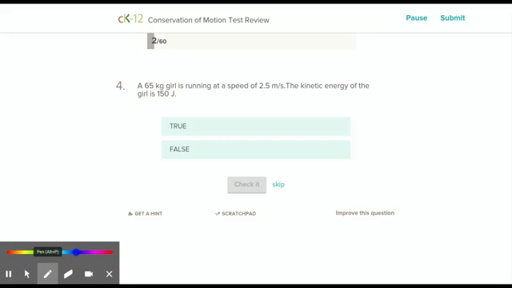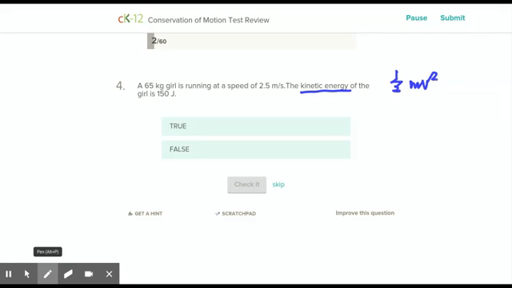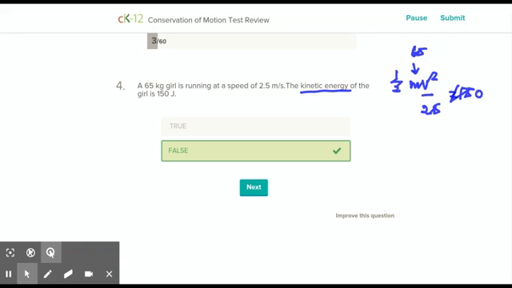Okay. A 65 kilogram girl is running at a speed of 2.5 meters per second. The kinetic energy of the girl is 150. So it's looking for kinetic energy, and kinetic energy is half mv squared. So all you have to do is plug in the numbers. m is 65, v is 2.5, and then you find out if it's equal to 150. If it's not equal to 150, then it's false. I think I remember it's false.